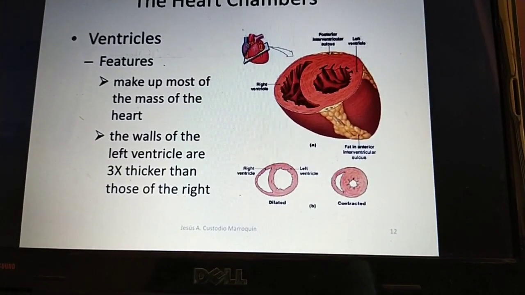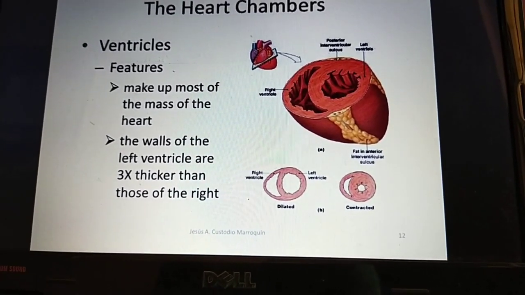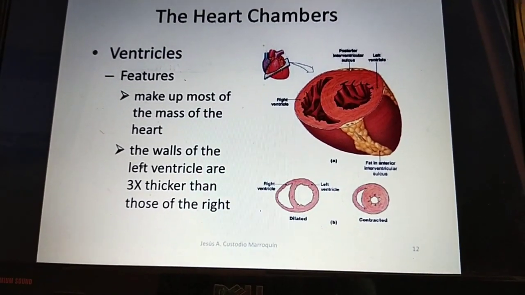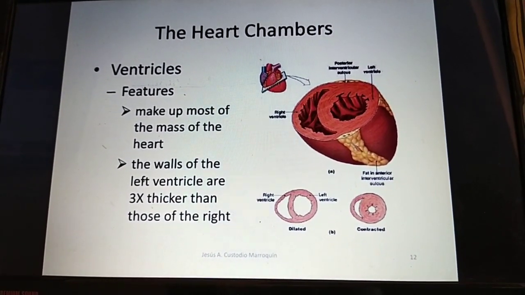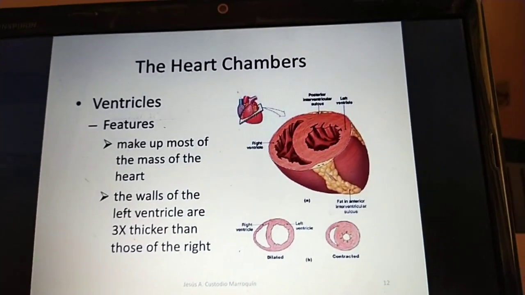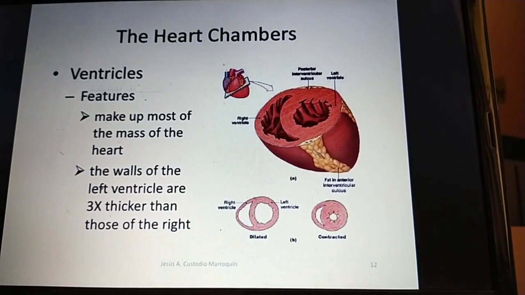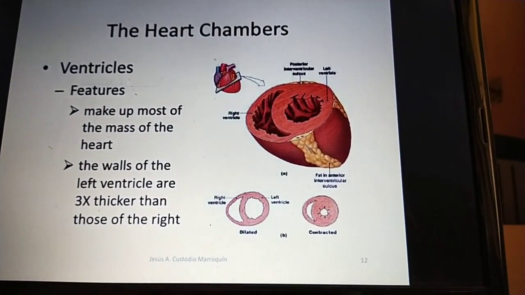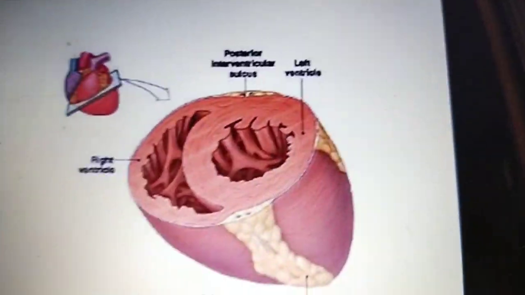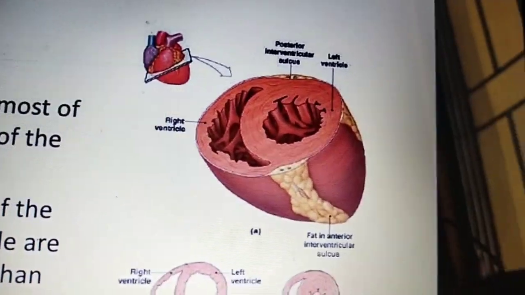The wall of the left ventricle is 3 times thicker than that of the right. The right ventricle is crescentic, or funnel in shape, and the left ventricle is rounded or conical in shape. You can see here in this structure, this is the right ventricle and this is the left ventricle.